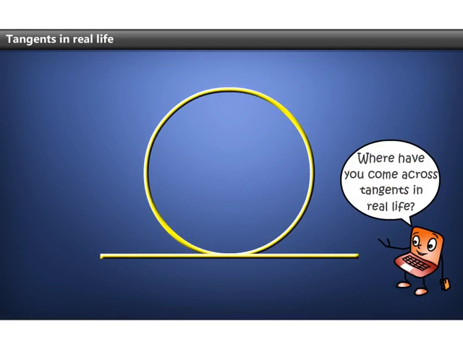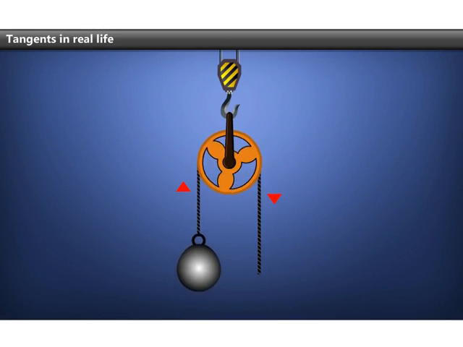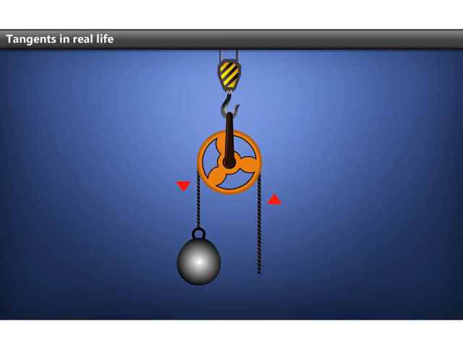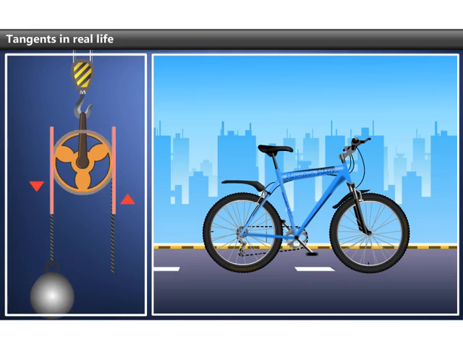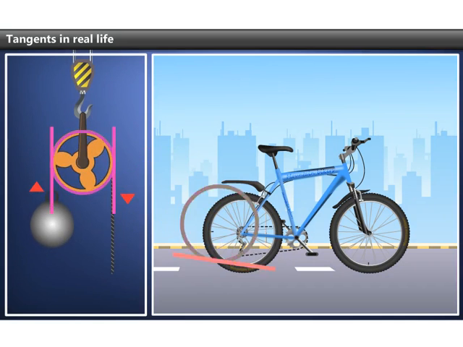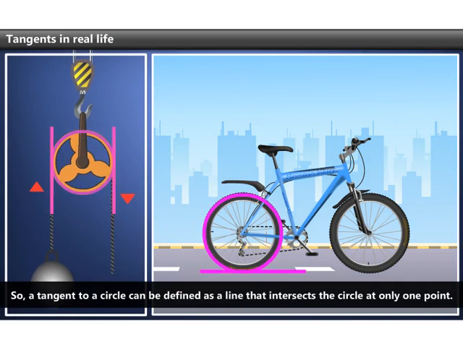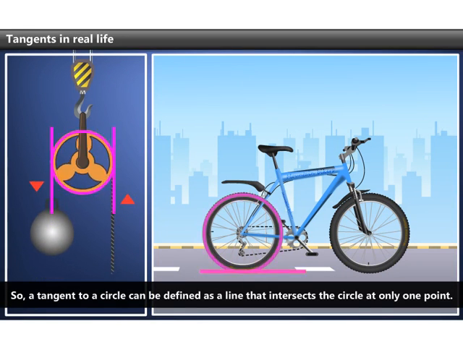Where have you come across tangents in real life? Take a look at the pulley made from a wheel and a rope which is used in lifting objects. Observe the position of the rope with respect to the pulley. The rope on both sides of the pulley represents a tangent to a circle. The wheel of a bicycle which moves along a line is a tangent to the circle. So, a tangent to a circle can be defined as a line that intersects the circle at only one point.